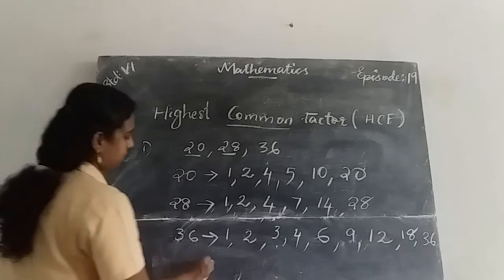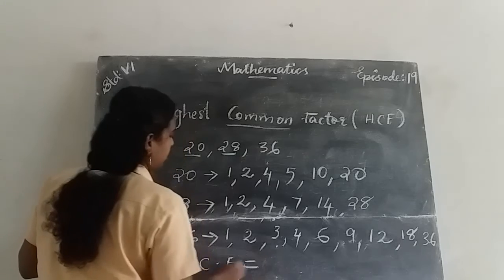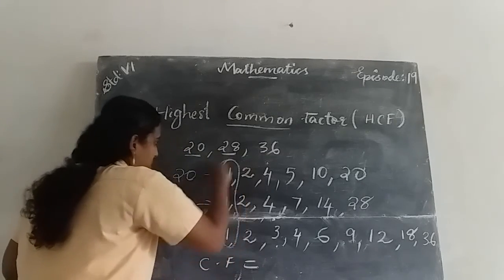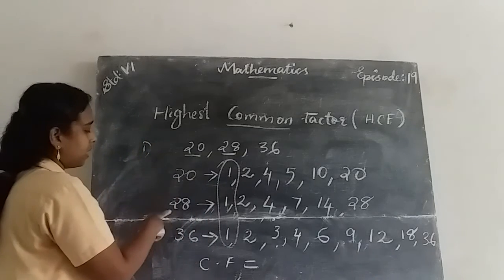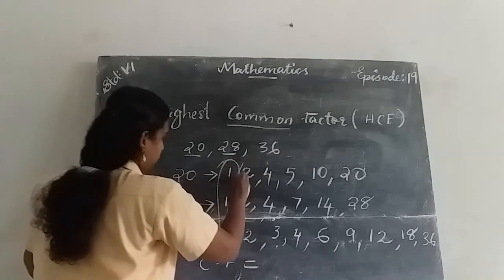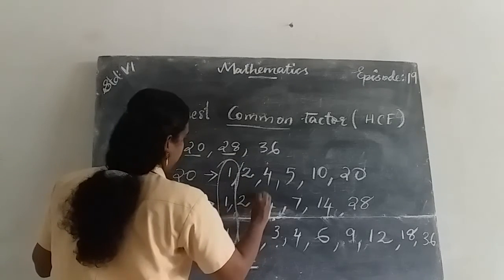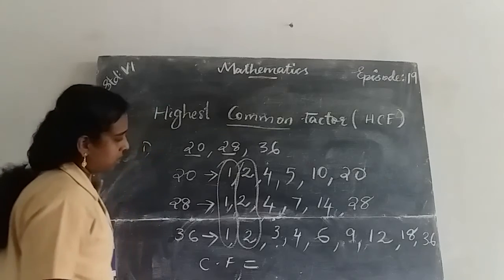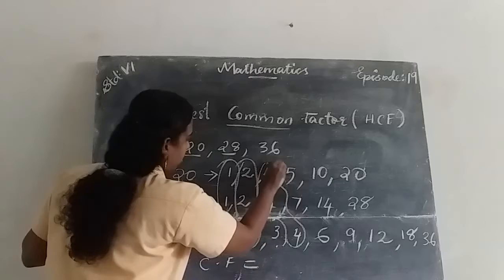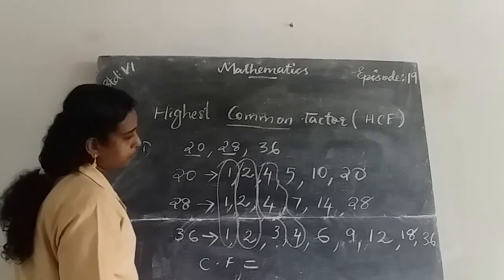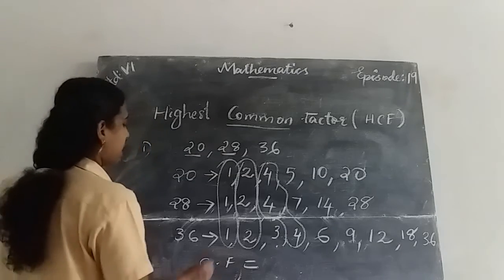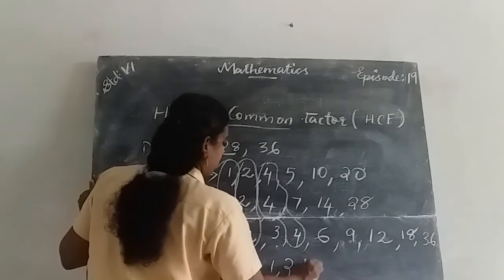from this we want to find the common factors. So, which are the common factors in here? 1. 1 is a factor of 20, 28 and 36. So, 1 is a common factor and 2 is also a common factor. And here 4. 4 is a common factor. Then no other common factors. So we write the common factors as 1, 2 and 4.